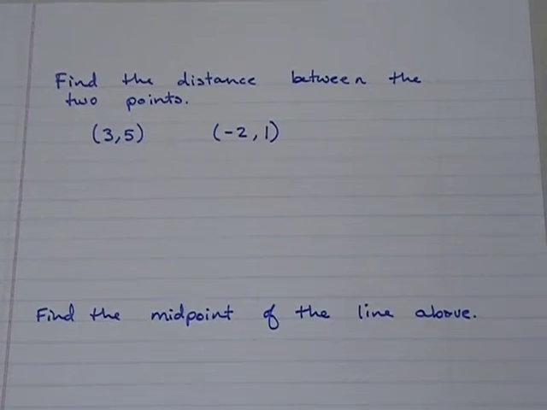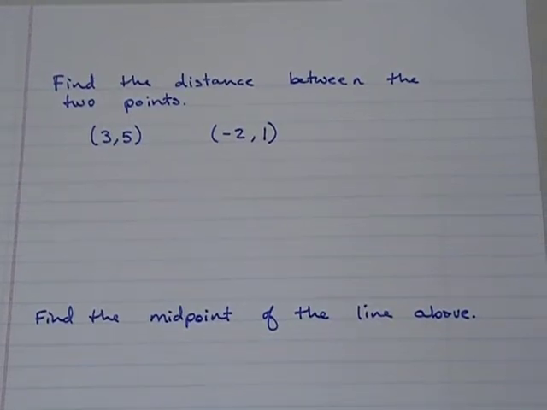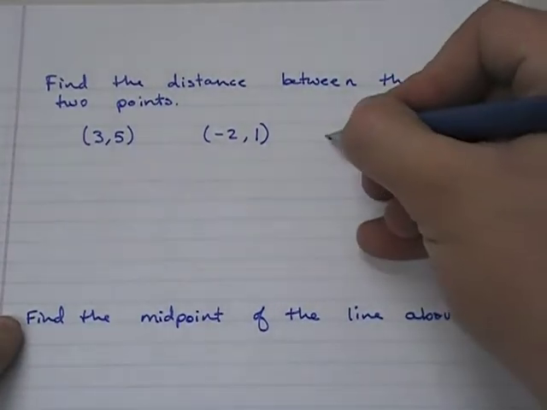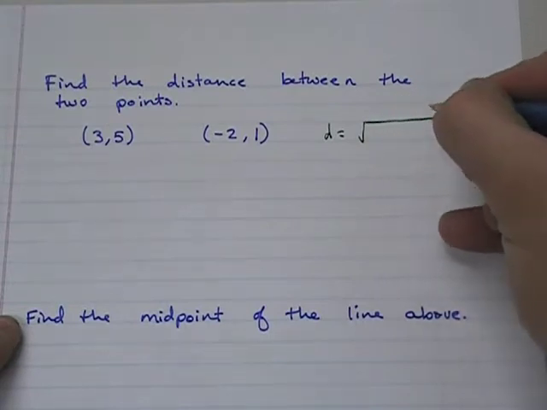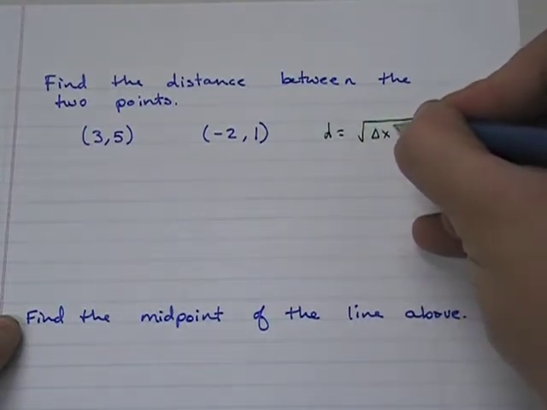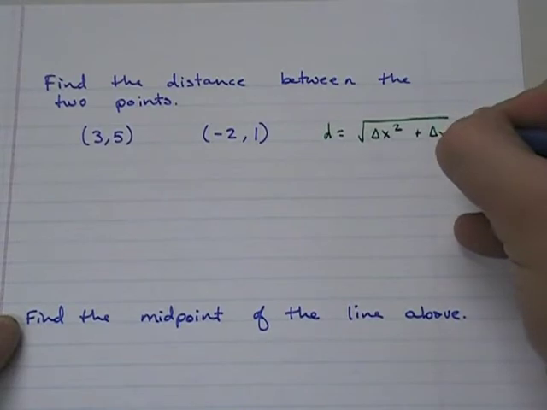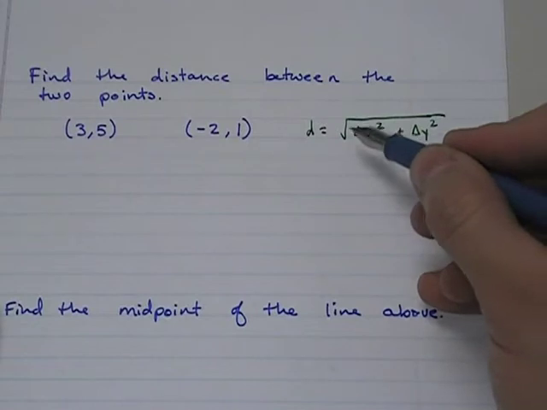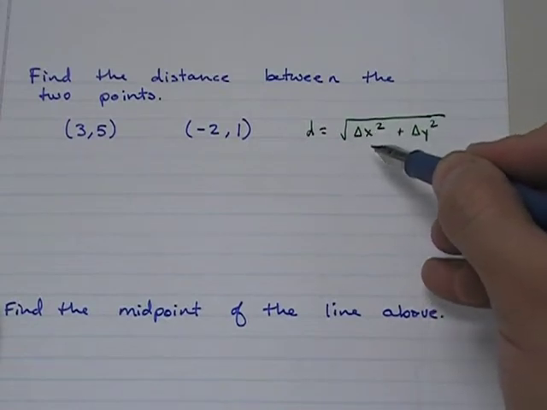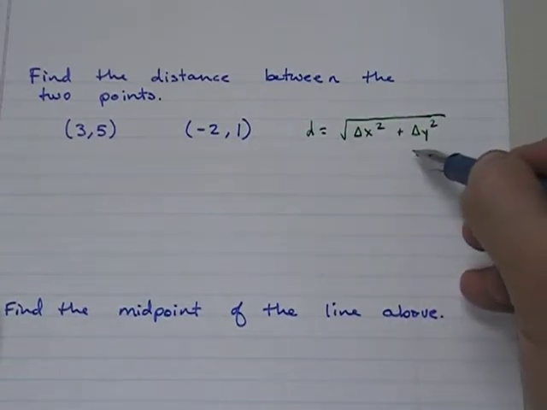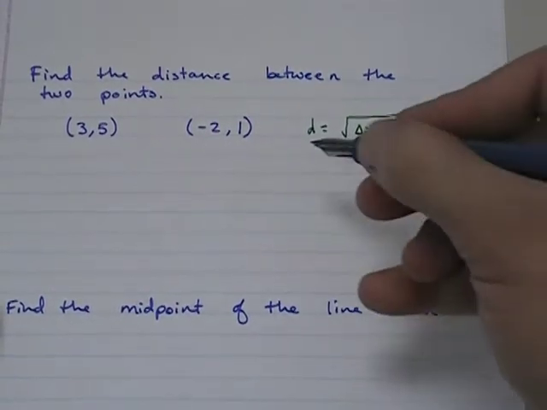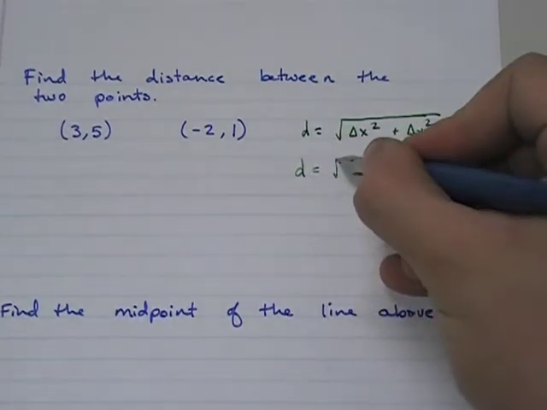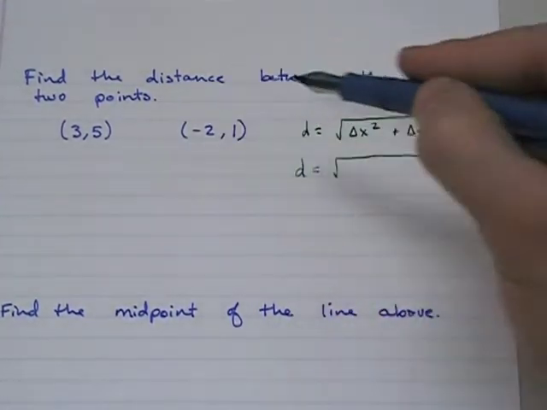So we've been asked to find the distance between 2 points, (3, 5) and (-2, 1). And the distance formula is always easy for me to remember. It's the change in x squared plus the change in y squared. Your textbook might tell you something like, change in x is x2 minus x1, and change in y is y2 minus y1. And that's fine. This is just easier for me to remember. And so we plug these numbers into this formula.